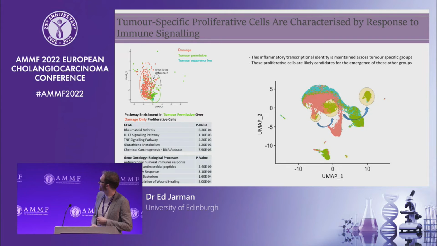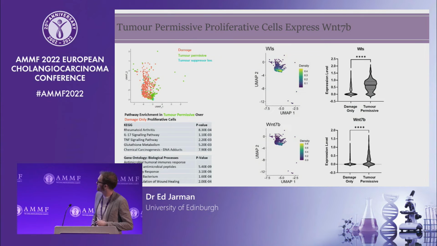So we've got these three tumor-permissive populations, and they seem to share a transcriptional identity in terms of upregulation of immune signaling, including interleukin-17. And what we believe is happening is that these tumor-specific groups are a result of this aberrant proliferative population here. So we've got a tumor seeding group here at the very early stages of tumor initiation that occur as a response to damage, because this proliferative group is only induced when the liver is damaged.